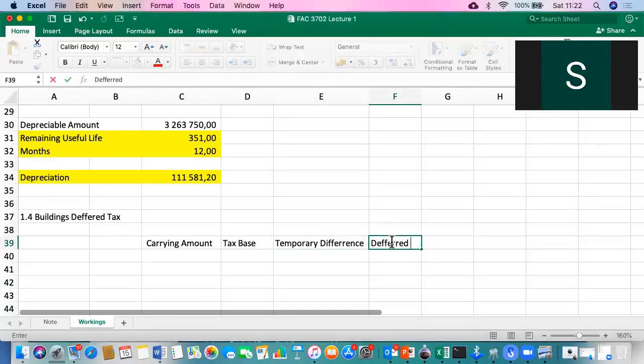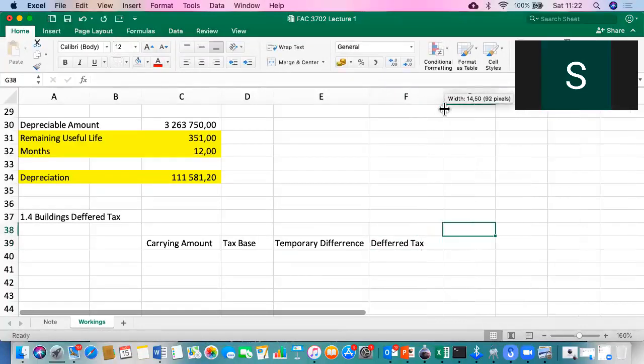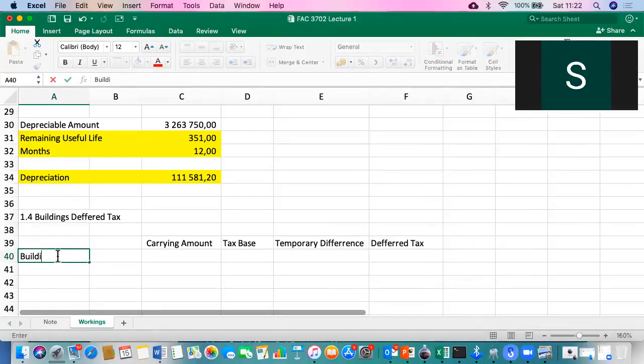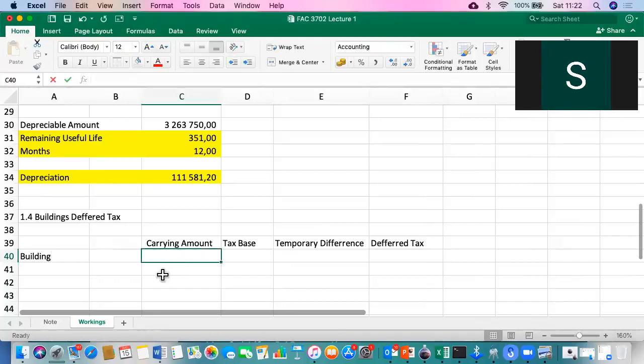And then we compute our deferred tax. So we are doing this calculation for the building. Okay. Now this does not fall into the PPE note. This falls into the deferred tax note.